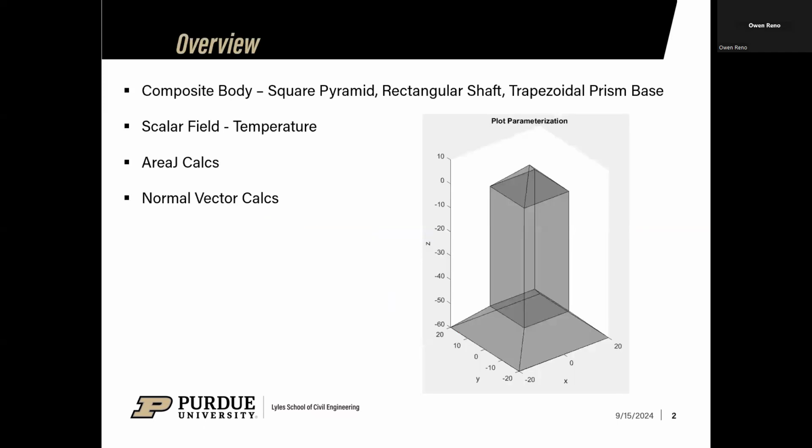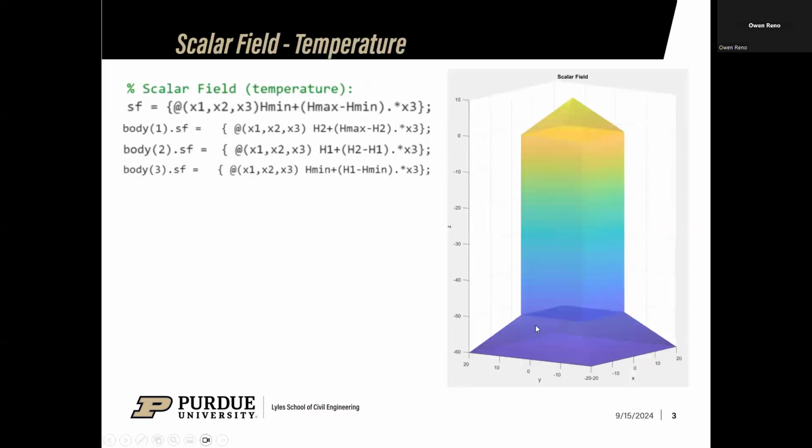So looking at the overview for our composite body, it's the same thing as last week. I've got a scalar field based on temperature going up on the body, and then we're going to look at our area Jacobian calcs and normal vector calcs. Looking at the scalar field, we can see that it increases with height, lowest at the bottom, highest at the top. You can see that with the color change. And this is how I define my scalar field and how it changes for each body for the composite.